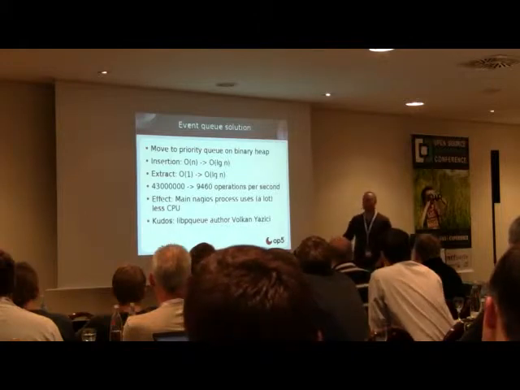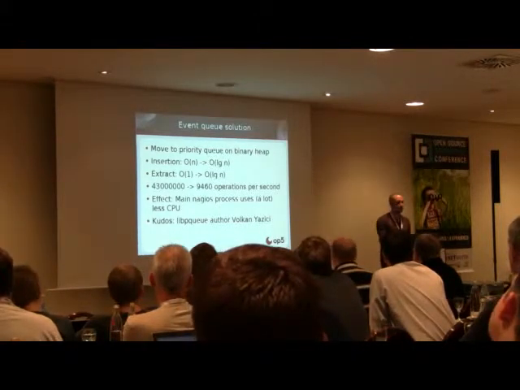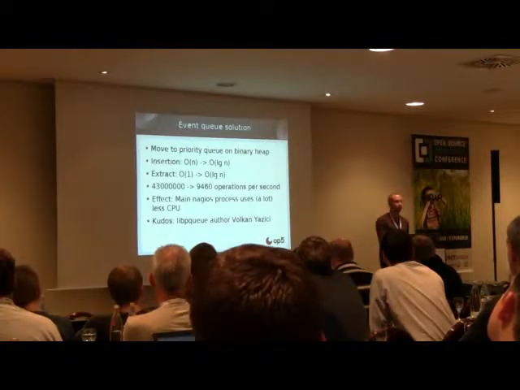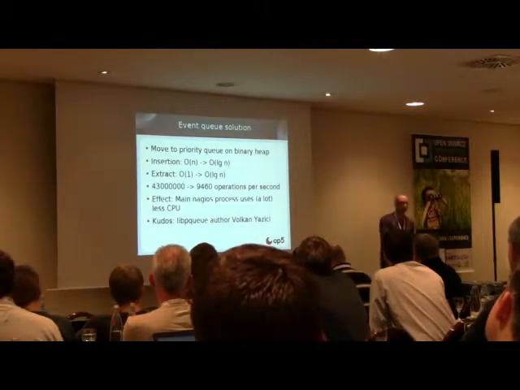The effect of this is that the main Nagios process uses a lot less CPU. I have a hard time getting it to rise above 5% from one CPU. The priority queue used here is the same that is used in Apache. The author, Volkan Yasici, is naturally credited here.